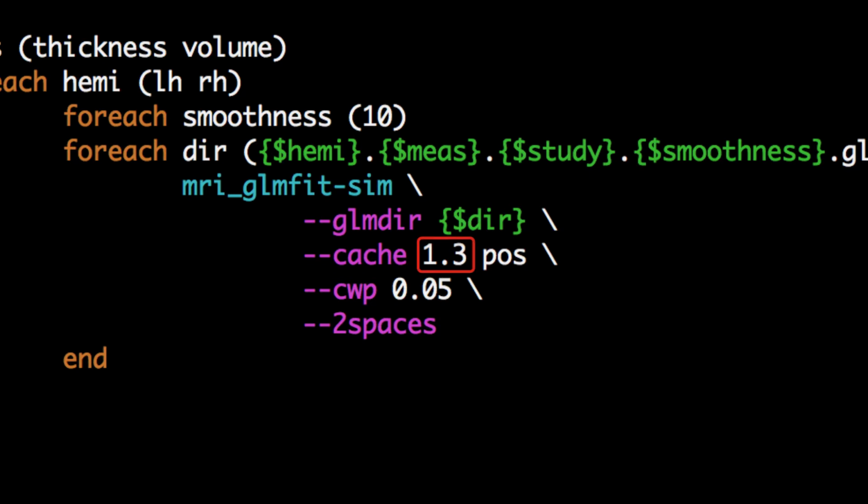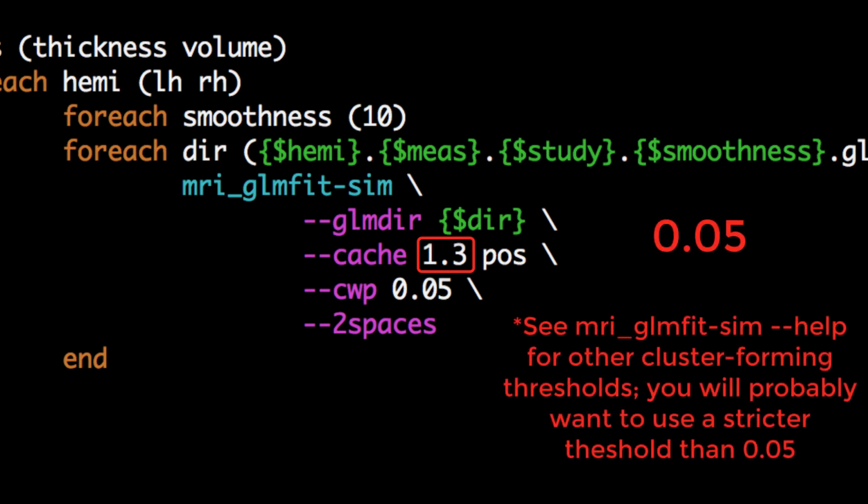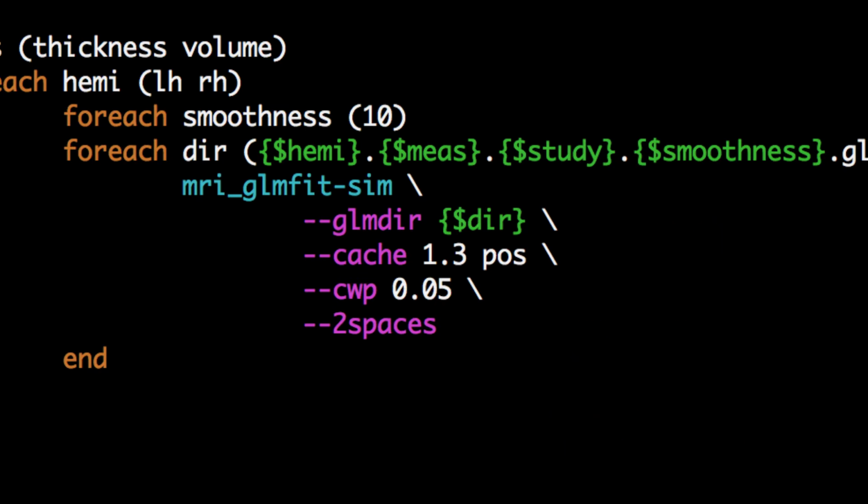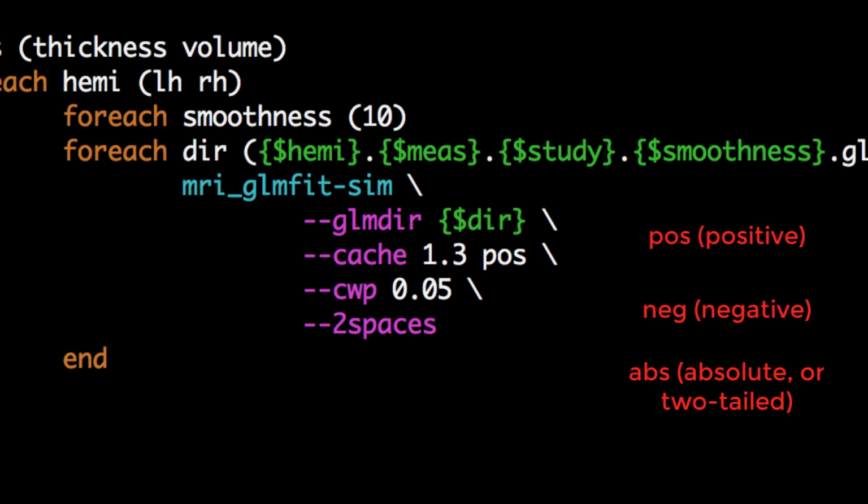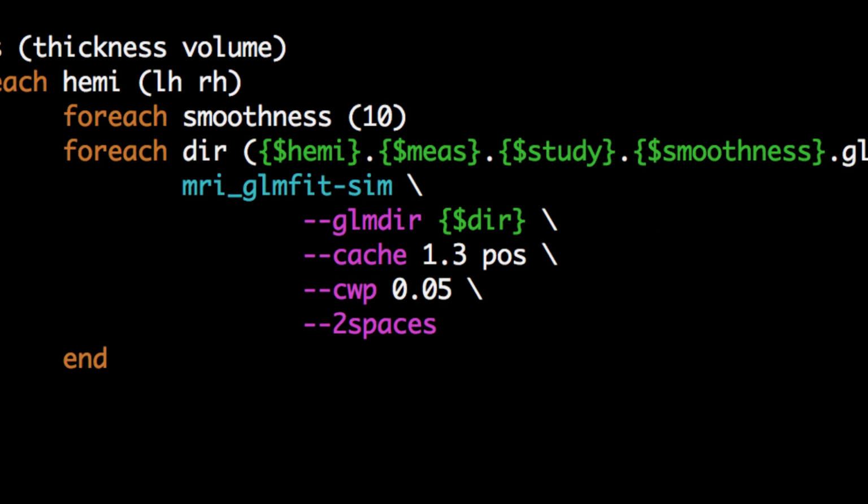Remember that FreeSurfer uses negative log 10 notation. In other words, 1.3 corresponds to a cluster forming threshold of 0.05 per vertex. These are cached values for the cluster simulations, which means they have already been run. Your options for the direction of the test are pos for positive, neg for negative, and abs for absolute, or a two-tailed test. Lastly, CWP specifies the cluster-wise threshold, or the significance threshold for the clusters.